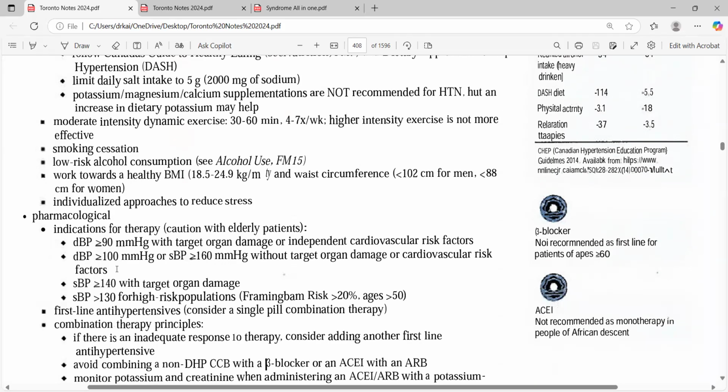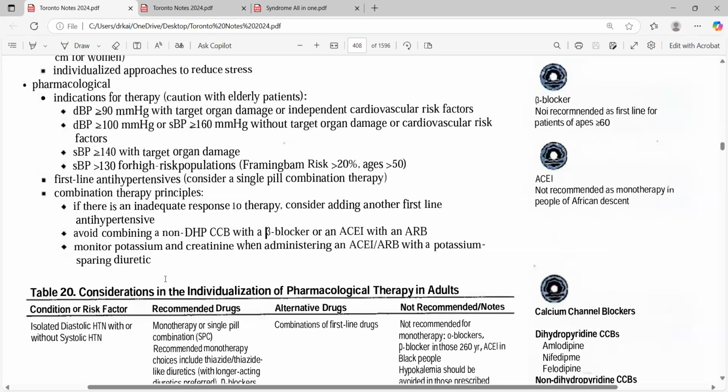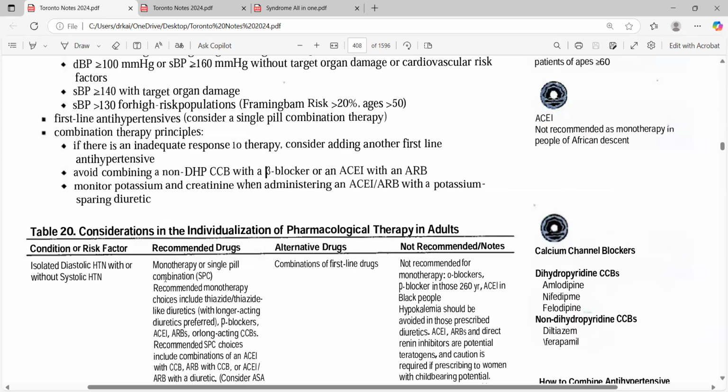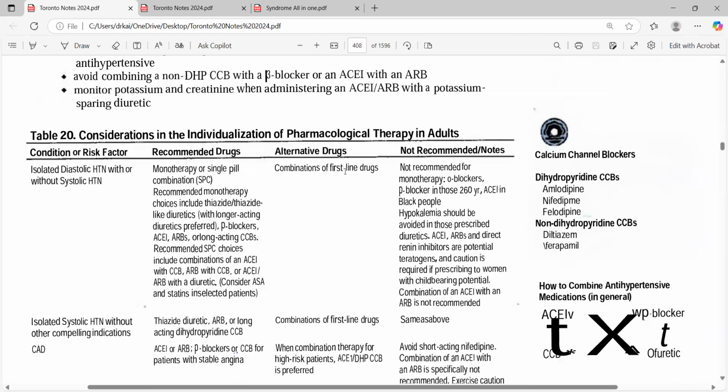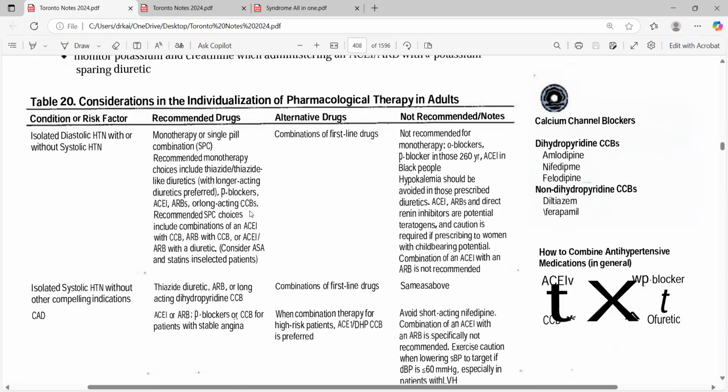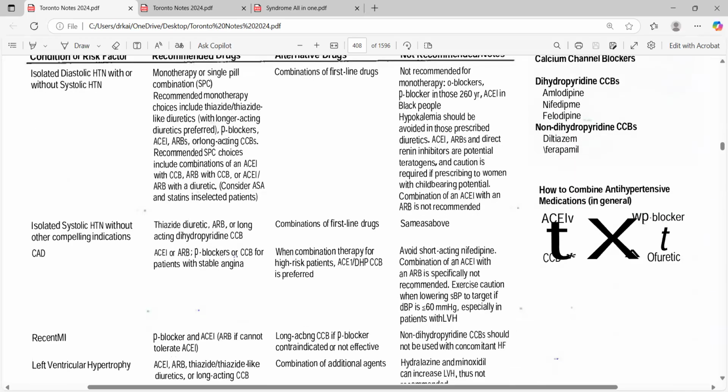Then pharmacological. Pharmacological is like the first line medication treatment, and then the combination treatment if the first line is not working. Then comes this one. What is the first line? Combination of the first line drugs can be used. What are those ones? Single pill, thiazide or the diuretics, beta blockers, ACE inhibitors. So you have to give those ones based on the systolic and diastolic. You can read these ones. So usually we start with thiazides and then we go to the diuretics, ARBs, those ones.